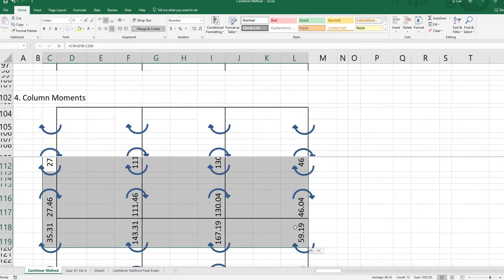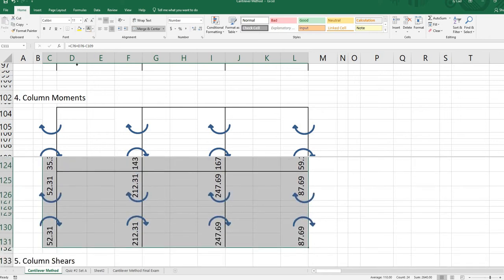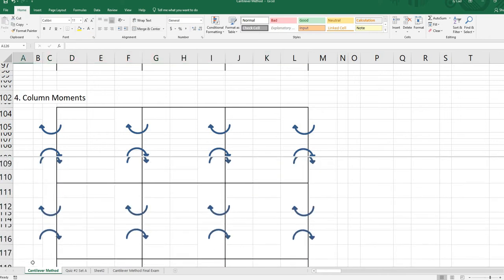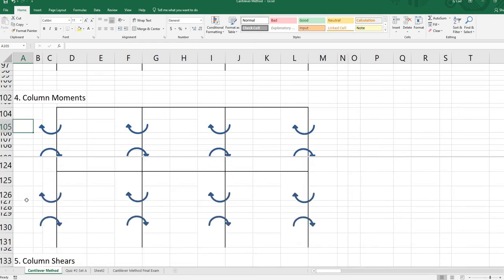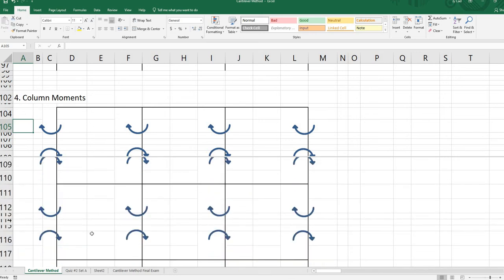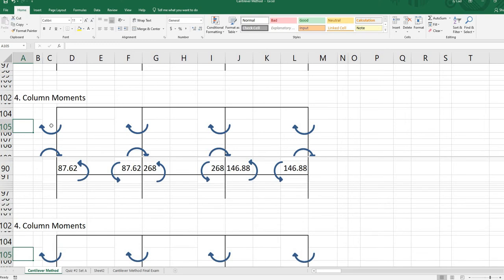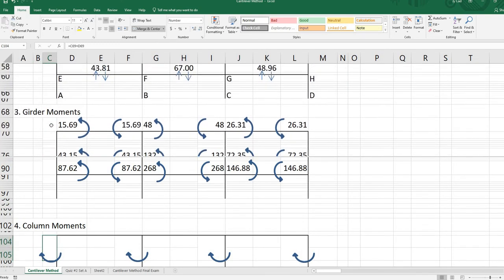I will just hide muna. Okay, let's go to summation moment at node is equal to 0. Ayun. This is number 4. Number 5, dun pa lang lumabas yung column shears. So, balik tayo dito sa girder moment. Yan.